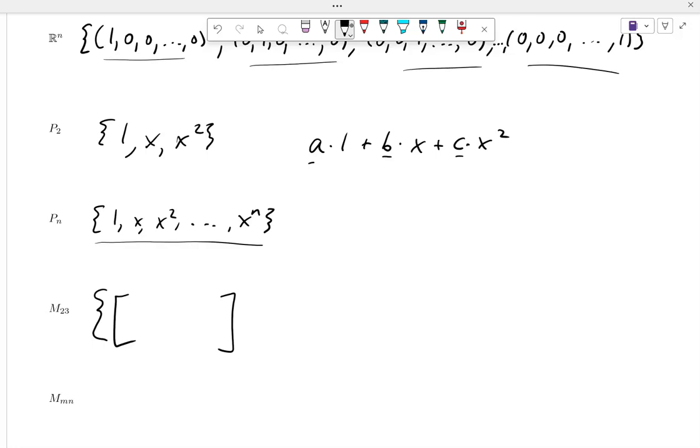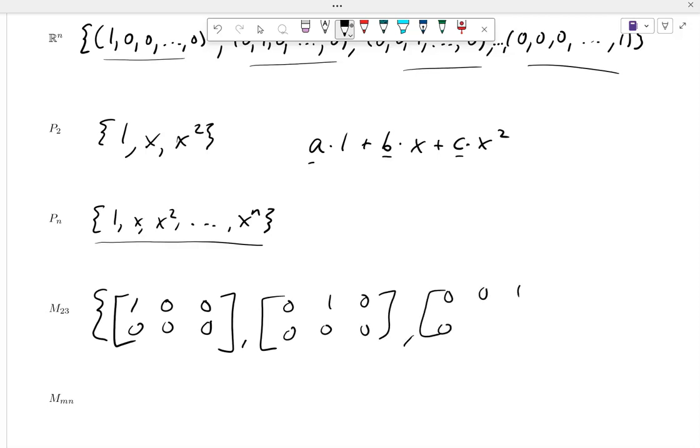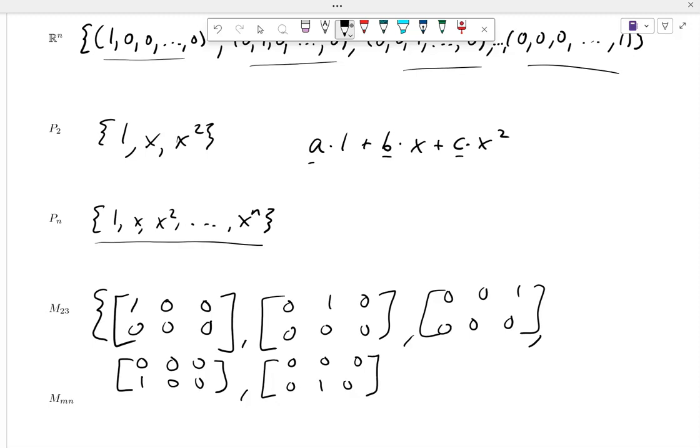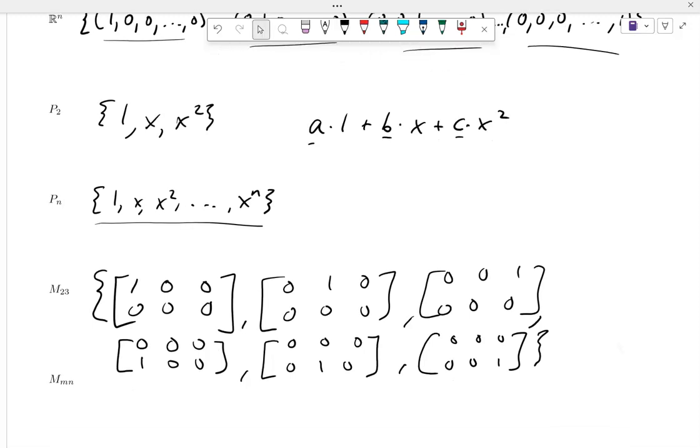I don't want to use letters. I want to use specific things with specific numbers. If I want to generate the upper left entry, the 1-1 entry, what do you think we might want to use? The 1 and the rest zeros, good. If I want to generate the 1-2 entry, 0, 1, 0 and the rest zeros, right? Yep. And then just keep going all the way across, just like what we did in Rn. Same concept. And get all 6.